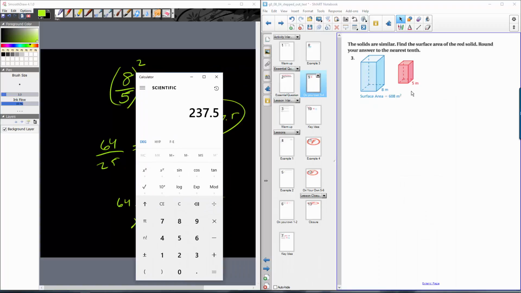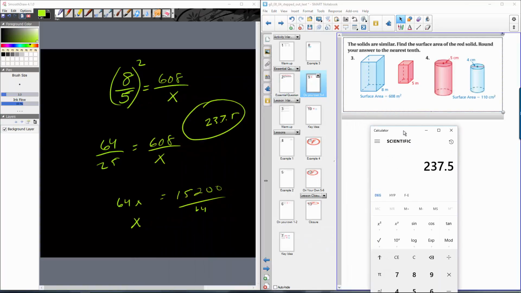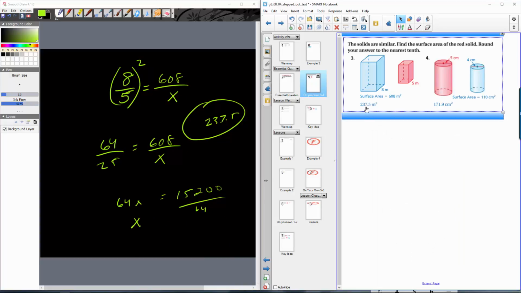So let's look at how that works, the surface area. And we'll do the other one here too. And I'll just get the answer. So 237.5, which is what we said. Let's look at how they got 171.